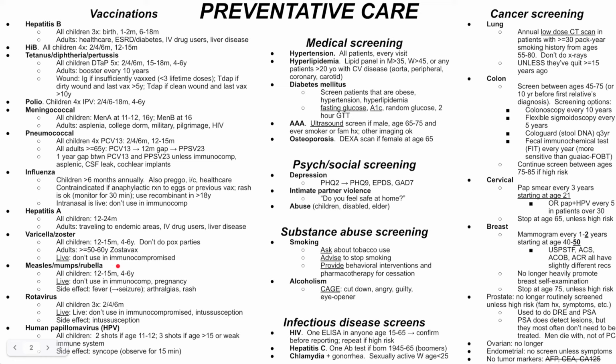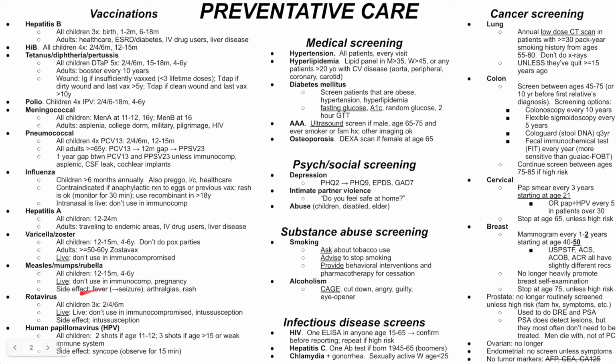Next is the MMR, or the measles, mumps, rubella vaccines. All kids get this. There's a dose between 12 and 15 months, and there's a dose between 4 and 6 years. This is another live vaccine, so you don't want to use it in immunocompromised patients, and you don't want to use it in pregnancy.